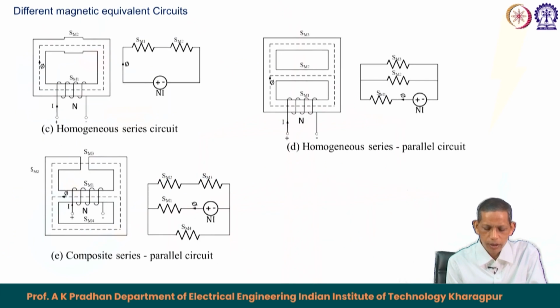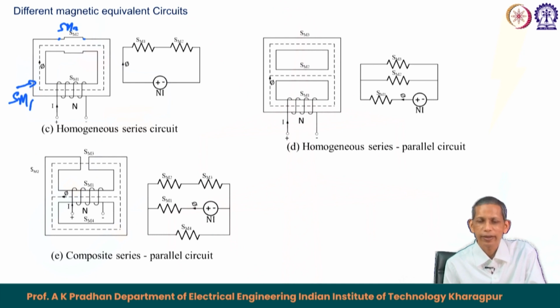We will go to the next, more complex combination of the magnetic path. Here, this is again a homogeneous series-connected case. You see the core has a uniform cross section up to this point, and here the core thickness is more. So I put this part as SM1 and this part as SM2, the corresponding reluctances, because the reluctance depends on the corresponding length and cross-sectional area, even though the mu happens to be the same for the core.